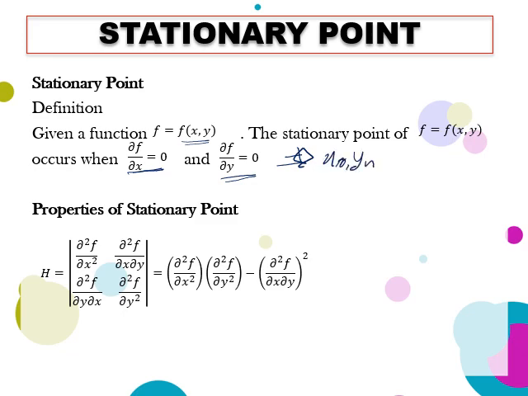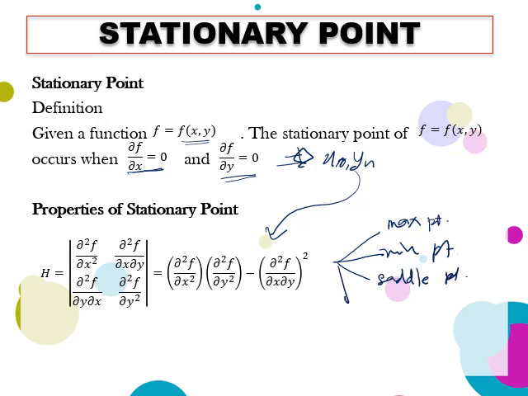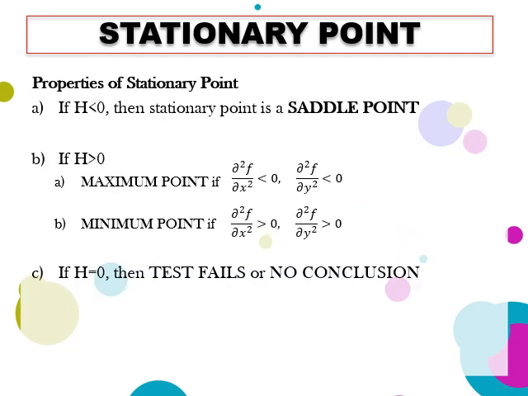So when we have the values of x and y here, we can substitute the values into the Hessian function. Why do we need to substitute into the Hessian? In the Hessian we can find whether the point itself is a maximum point, a minimum point, or a saddle point, or might be no conclusion. So these are the properties of the Hessian itself.